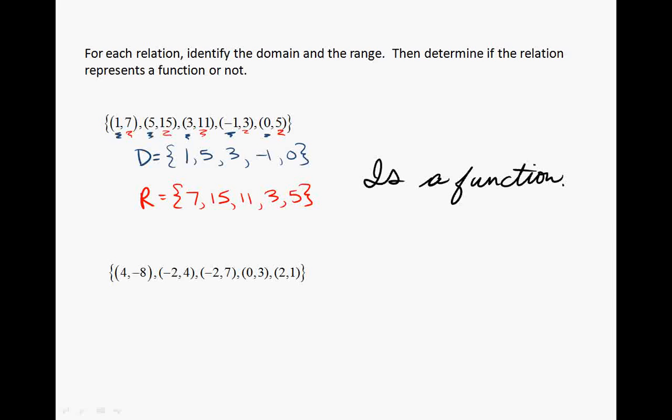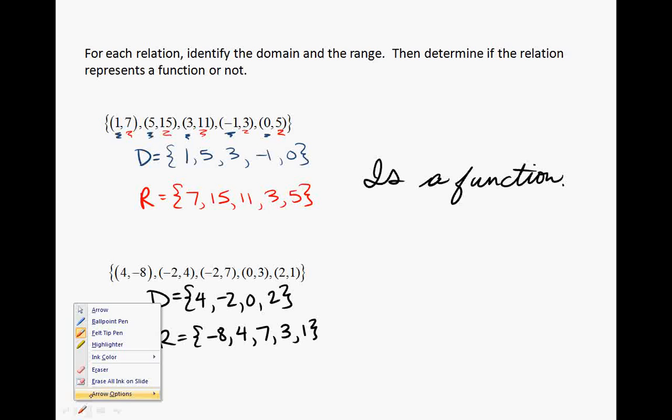Let's look at the second example. Identify the domain and the range. So I'm going to say D for domain, and I'm going to list all of my x values. I have 4, -2. There's another -2 listed here, so I don't have to write it twice. 0 and 2. Range values are -8, 4, 7, 3, and 1.